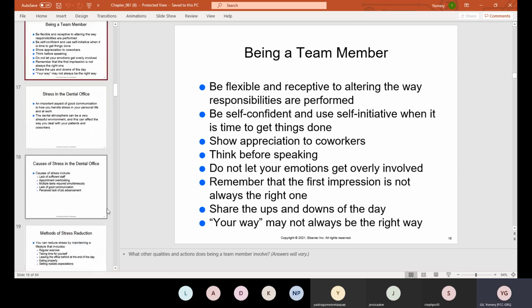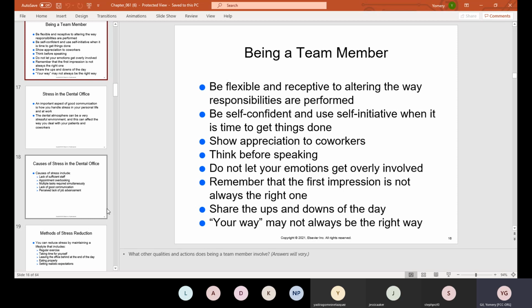So being a team member, be flexible and receptive to altering the way responsibilities are performed. Be self-confident and use self-initiative when it's time to get things done. Show appreciation to coworkers. Think before speaking. Do not let your emotions get overly involved. Remember that the first impression is not always the right one. Share the ups and downs of the day. Your way might not always be the right way.